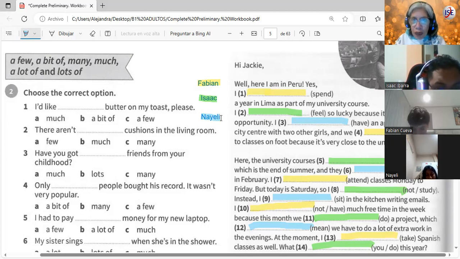Well, here I am in Peru. Yes, a year in Lima as part of my university course. I so lucky because it's a fantastic opportunity. I an apartment in the city center with two other girls, and we took classes on foot because it is very close to the university. No problem with vocabulary in the first paragraph? No problem?